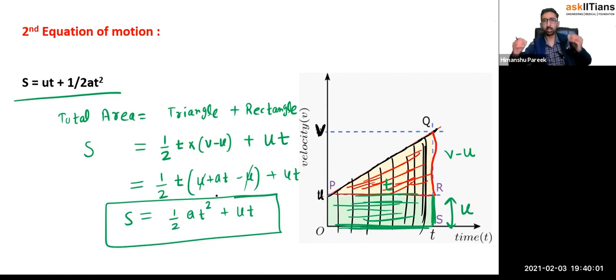The first equation of motion involves velocity and acceleration, so calculate the slope of the velocity time graph. The second equation of motion involves displacement and time, so calculate the area under the curve. Everything is coming from that basic rule. Area under the velocity time graph gives you displacement. Slope of the velocity time graph gives you acceleration.